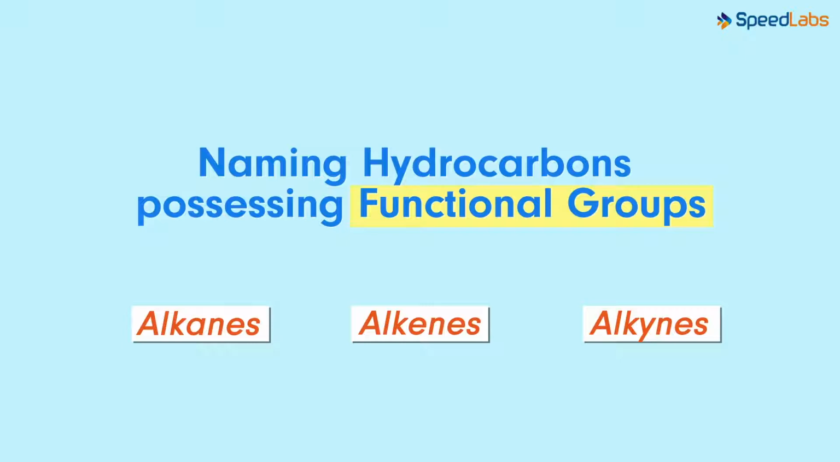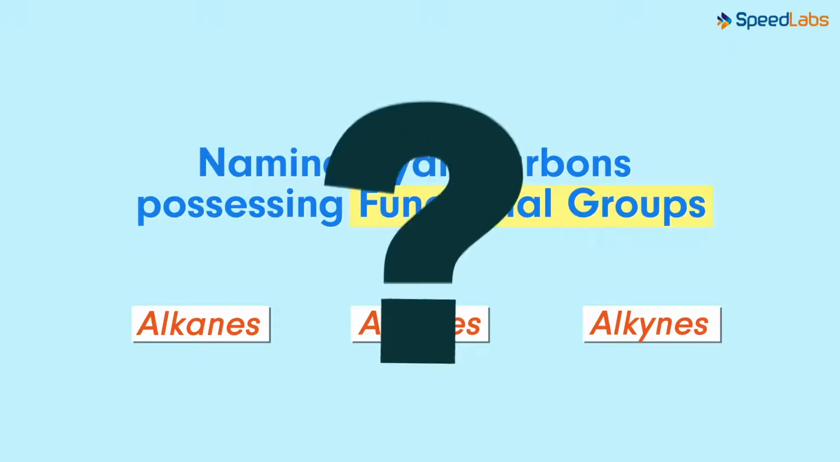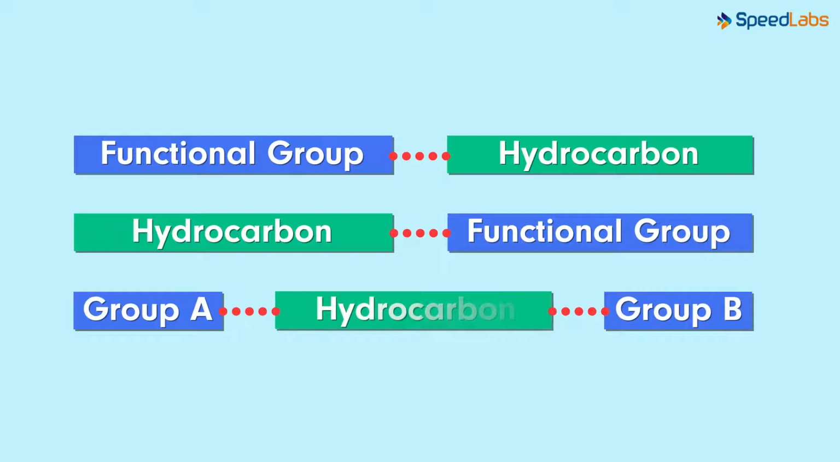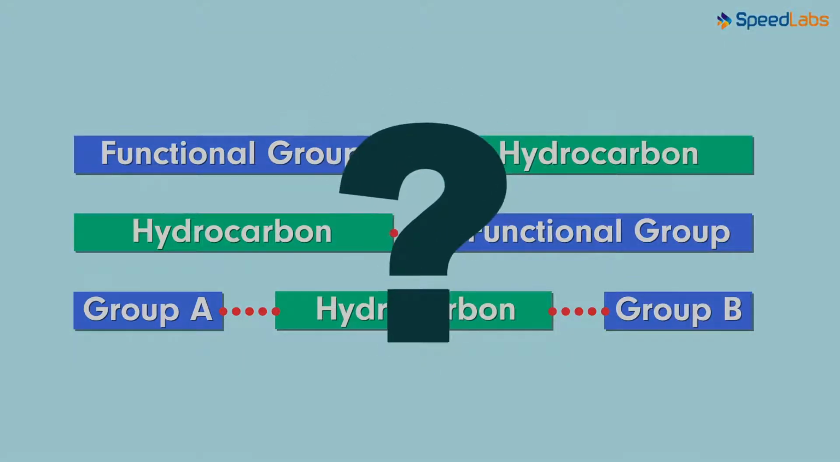No, it's not that simple. How will we write the name of the element? The functional group first or the hydrocarbon first? And what if two functional groups are attached to the hydrocarbon chain? Well, there are many factors that can influence the naming of our hydrocarbons. So how do we name them appropriately?